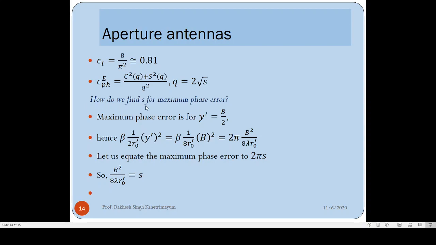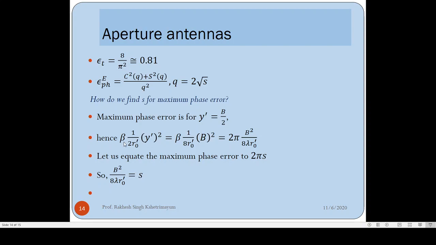So how do we find this s parameter for maximum phase error? Where does maximum phase error occur in the mouth of the horn antenna? It's at the two extreme ends, one in the upper end and another in the lower end. So at the extreme upper end of the horn antenna, y dash becomes b by 2. We can take minus b by 2 also. Anyway, this is a square here, so we'll get the same value. So let's consider y dash is equal to b by 2.